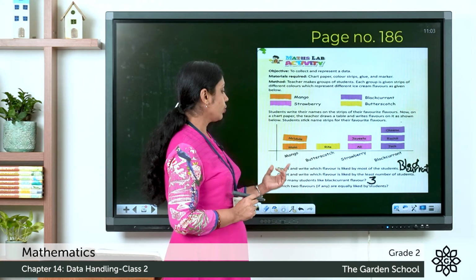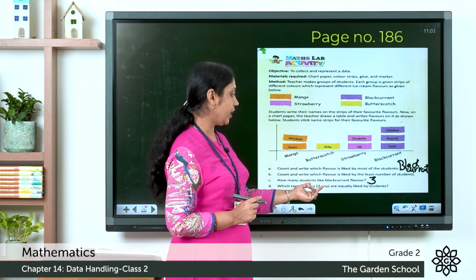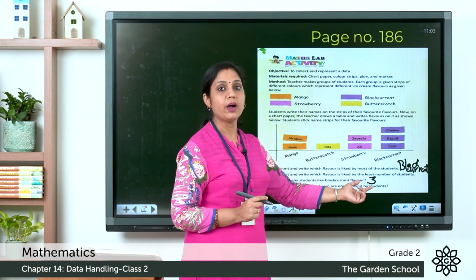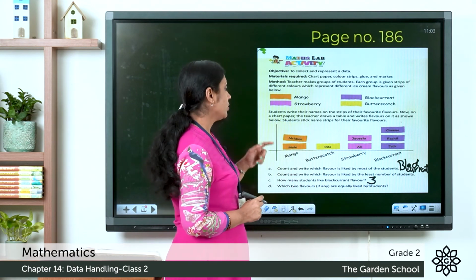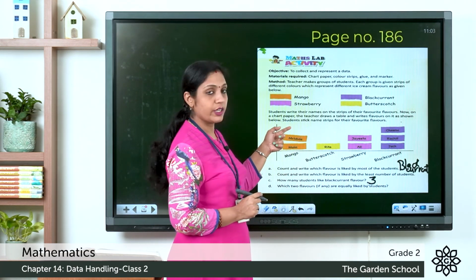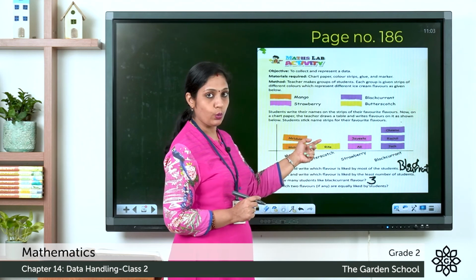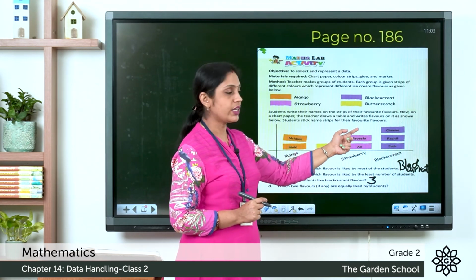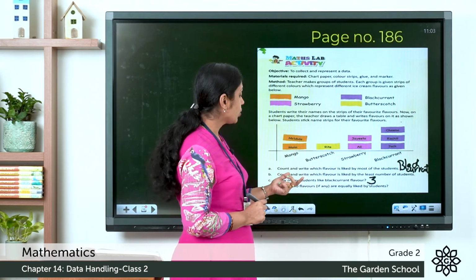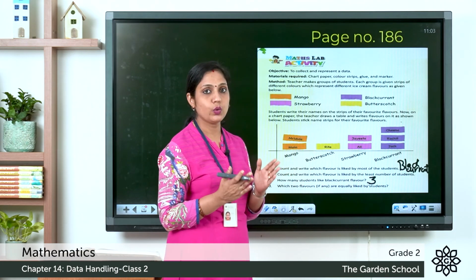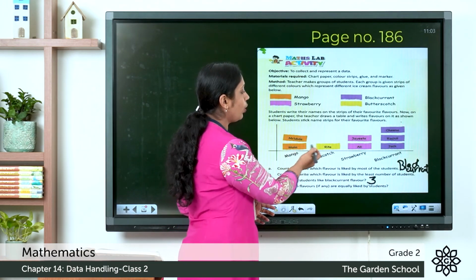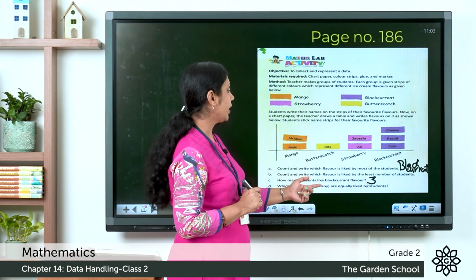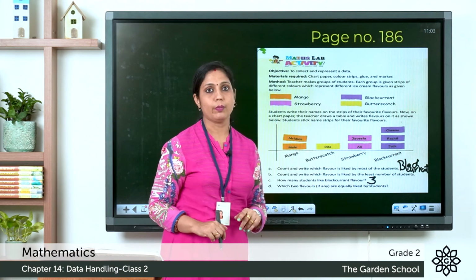Question D. Which 2 flavors, if any, are equally liked by students? So you can see mango is liked by 2 students, butterscotch 1 student, strawberry 2 students, blackcurrant 3 students. So which 2 flavors are equally liked? It is mango and strawberry. So you can write down there mango and strawberry.